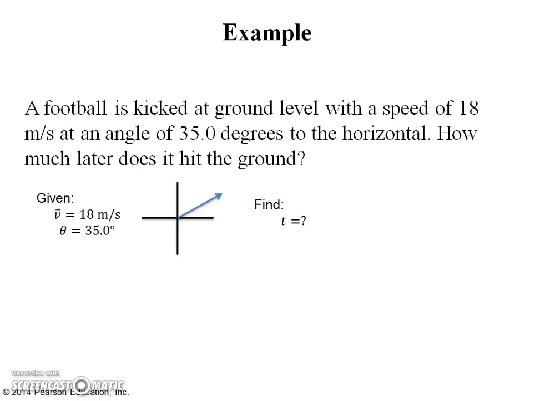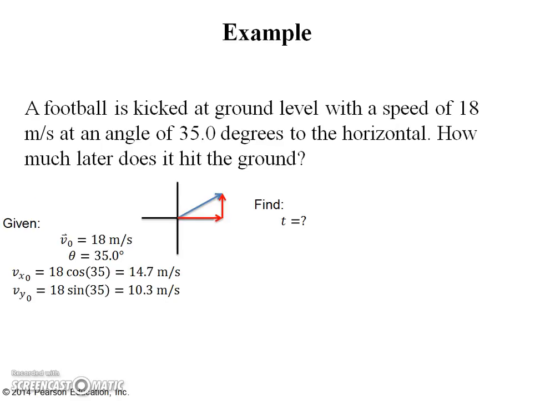It's best to draw a picture for this problem so that we can see the direction of the ball at the correct angle. However, in order to use the kinematic equations, we need its components in the x direction and y direction. To solve for the components, we just use trigonometry. So in trigonometry, we get the initial velocity in the x and the initial velocity in the y. In x, it's 18 times cosine 35, which equals 14.7 meters per second. And for the initial velocity in the y, it's 18 times sine 35 equals 10.3 meters per second.